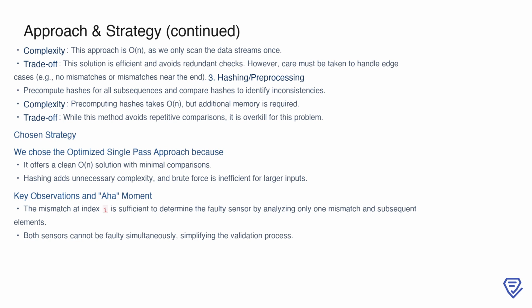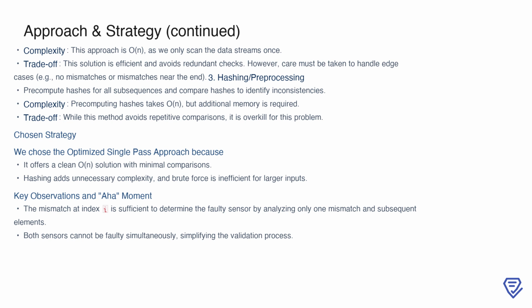Another possible approach involves hashing or pre-processing. By pre-computing hashes for all subsequences, we could identify inconsistencies by comparing these pre-computed values. While this method eliminates repetitive comparisons, it introduces additional memory overhead, which is unnecessary for this problem.